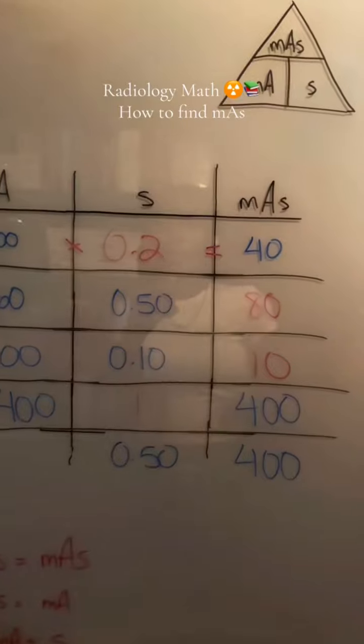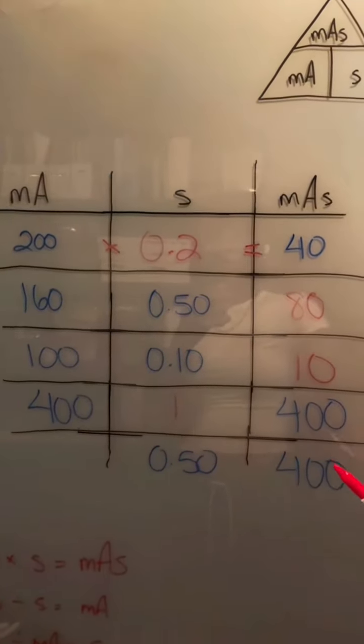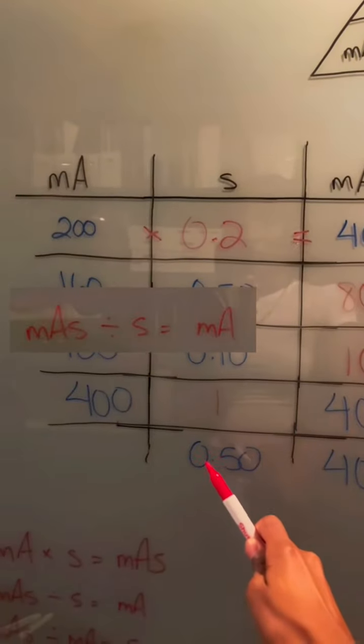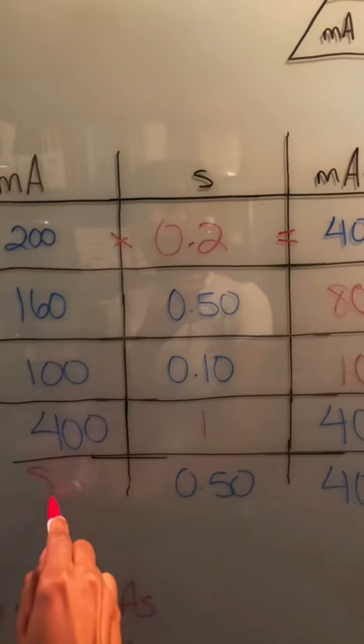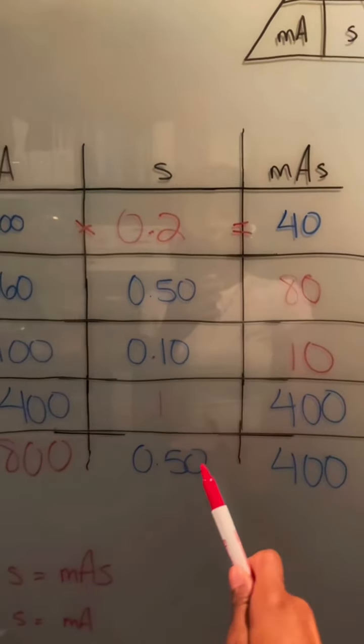All right, so this time we don't have the mA, but we do have the seconds and the mAs. It's the same thing. You're going to divide the mAs by the seconds in order to get the mA. That gives you 800, and if you wanted to check it, you can multiply 800 by 0.5, and you should get 400.